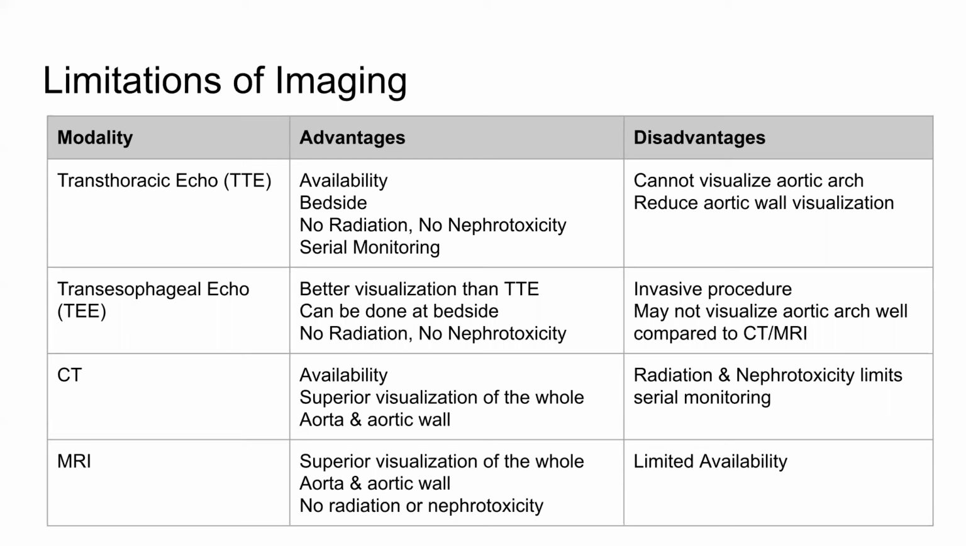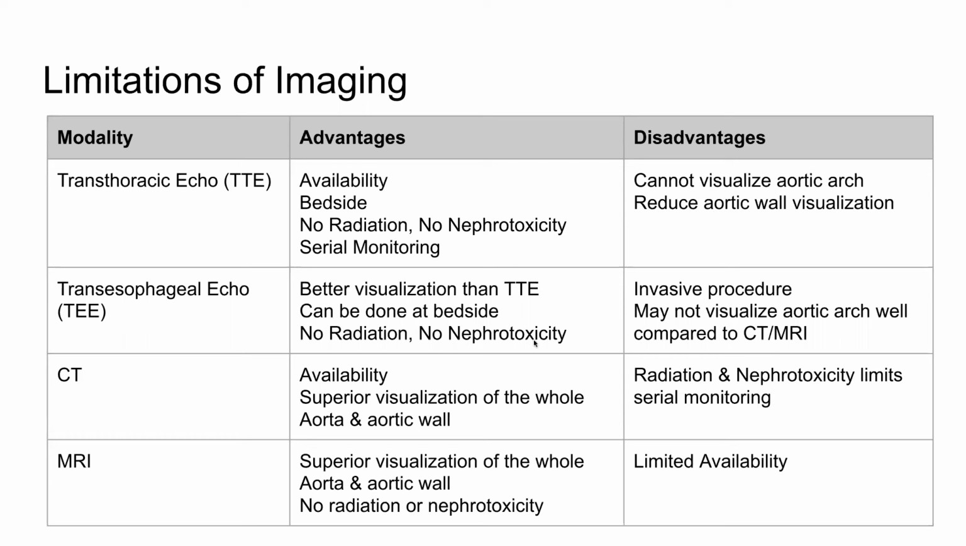CT, on the other hand, gives you superior visualization. You can see the whole thing, everything from the aortic annulus all the way down to the descending thoracic aorta and the abdominal aorta. So you see everything. The downside is it involves radiation and it is nephrotoxic if the patient has an abnormal creatinine.